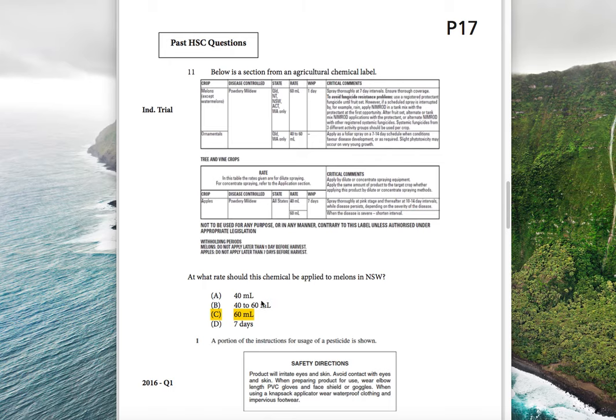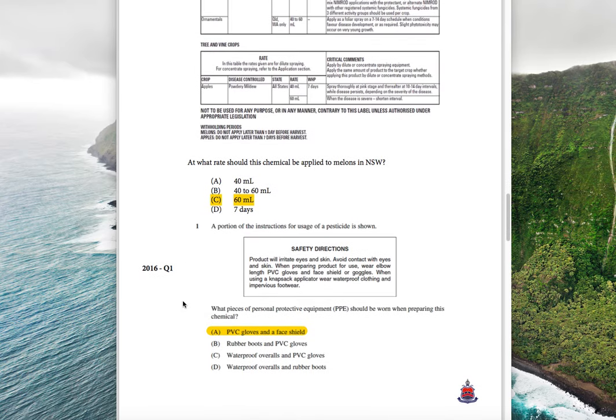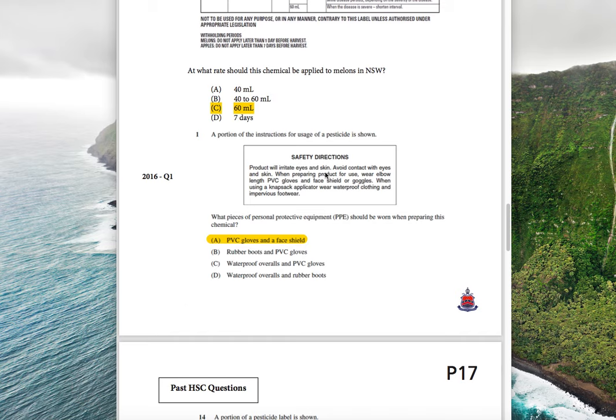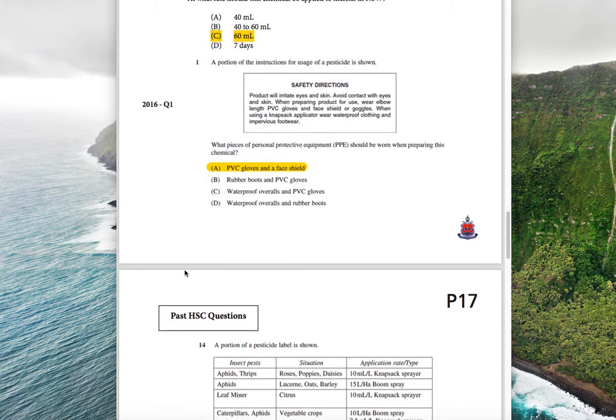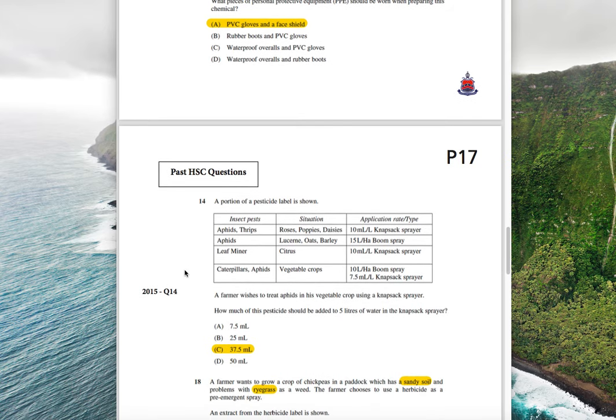But it's just asking about the rate, and so the rate is 60 millilitres. This question here, if you read the safety directions, the only thing that it says in there that you have to have is PVC gloves and a face shield, and they're both in there. These other things aren't necessarily in there. So A in that case is the most correct personal protective equipment to wear.